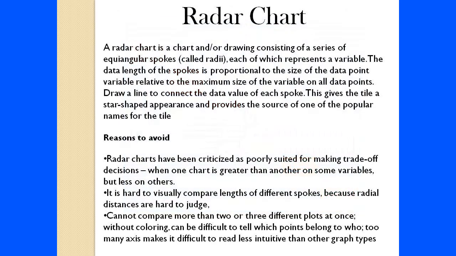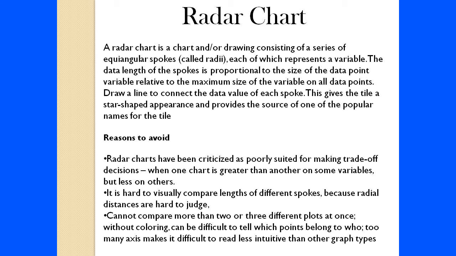Next one is the radar chart. A radar chart consists of a series of equiangular spokes, each of which represents a variable. The length of each spoke is proportional to the size of the data point's variable relative to the maximum size of the variable across all data points. A line is drawn to connect the data values of each spoke. This gives the plot a star-shaped appearance, which is the source of one of its popular names.